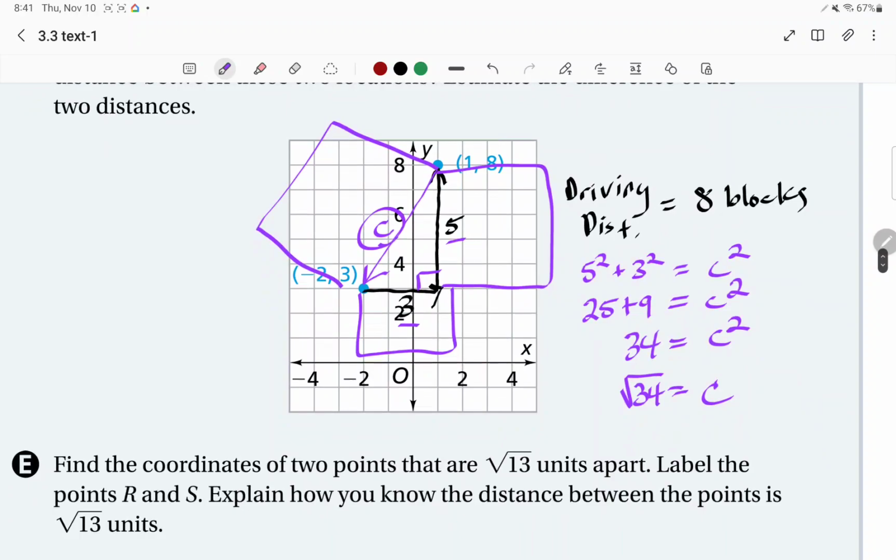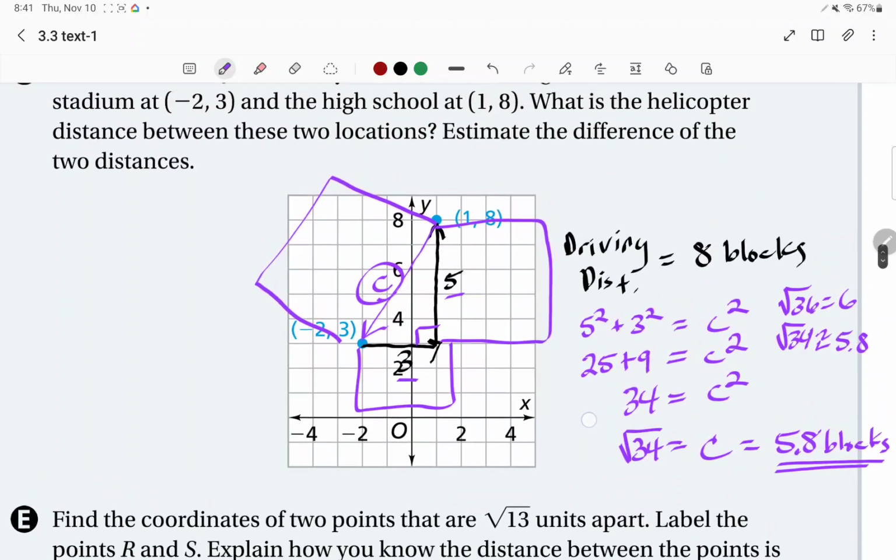Now, this is one of those cases where we're going to have to approximate that, right? So if you think about the square root of 34, it's really close to 36, which is a perfect square. And I know that the square root of 36 is equal to 6. So the square root of 34 is going to be about, we'll say 5.8. Okay, it's going to be about 5.8. So I'm going to use this as 5.8 blocks. That's the helicopter distance.